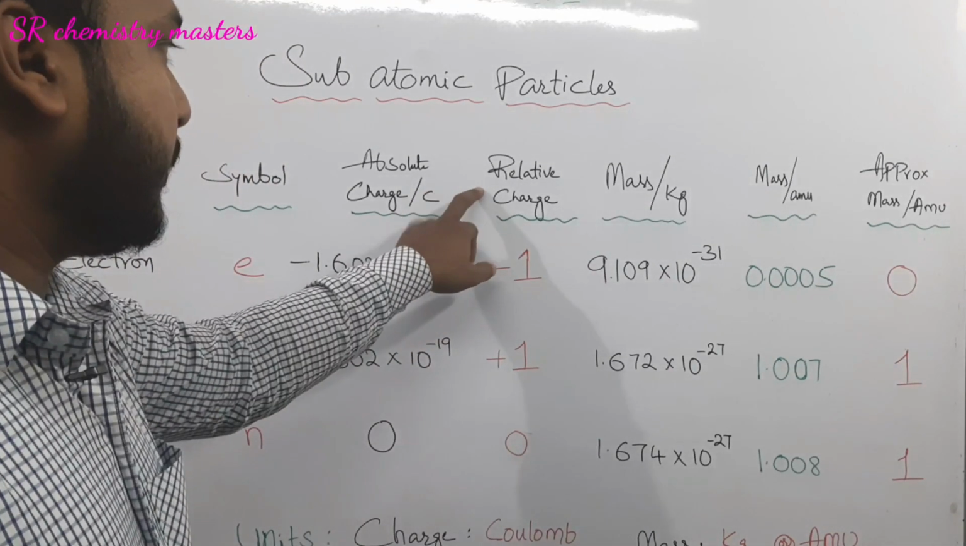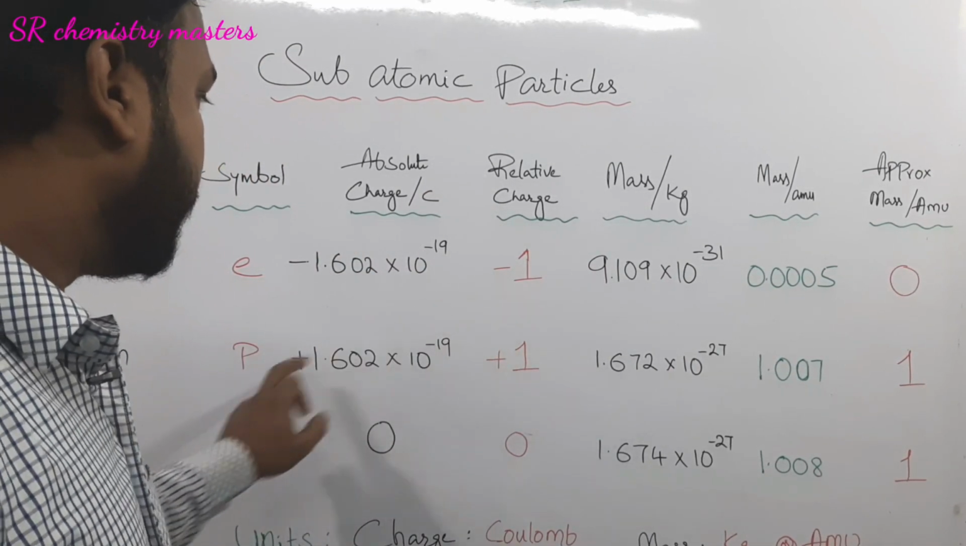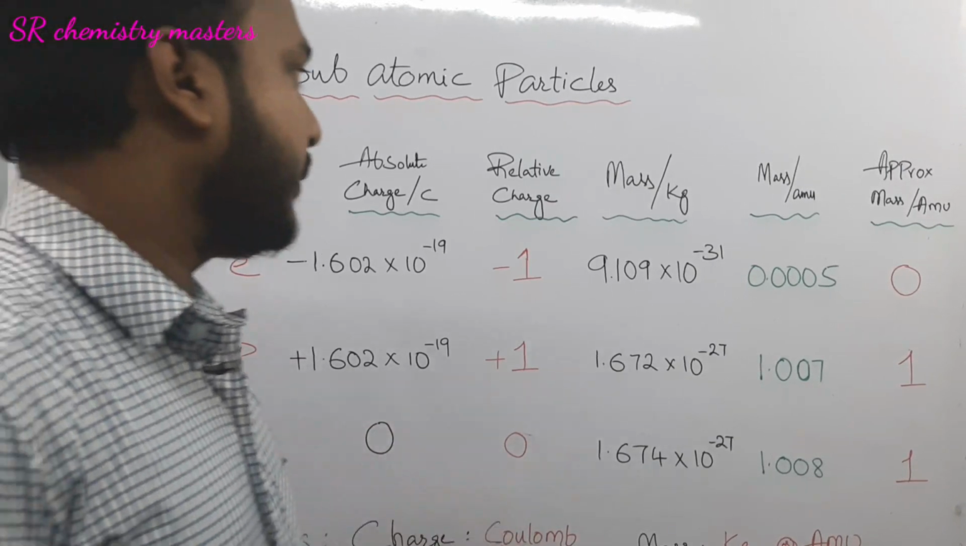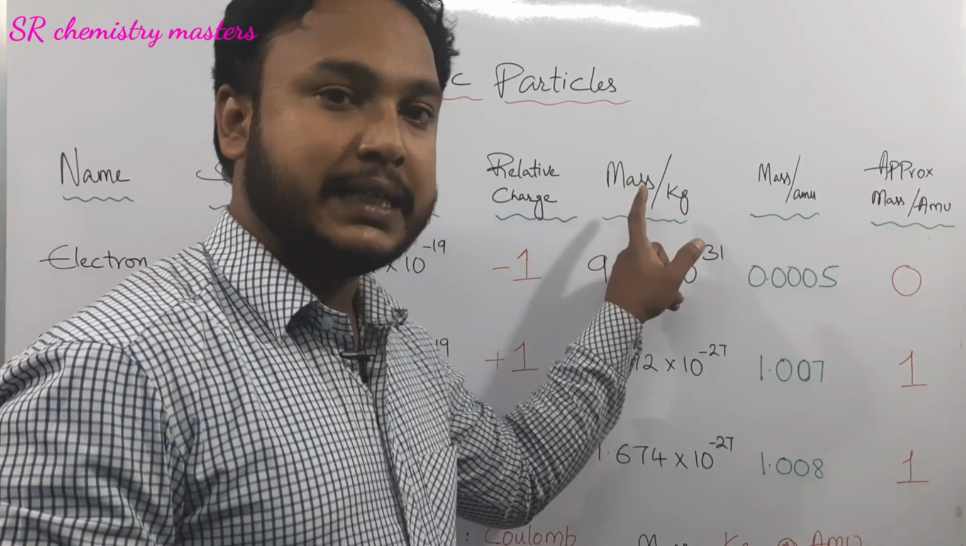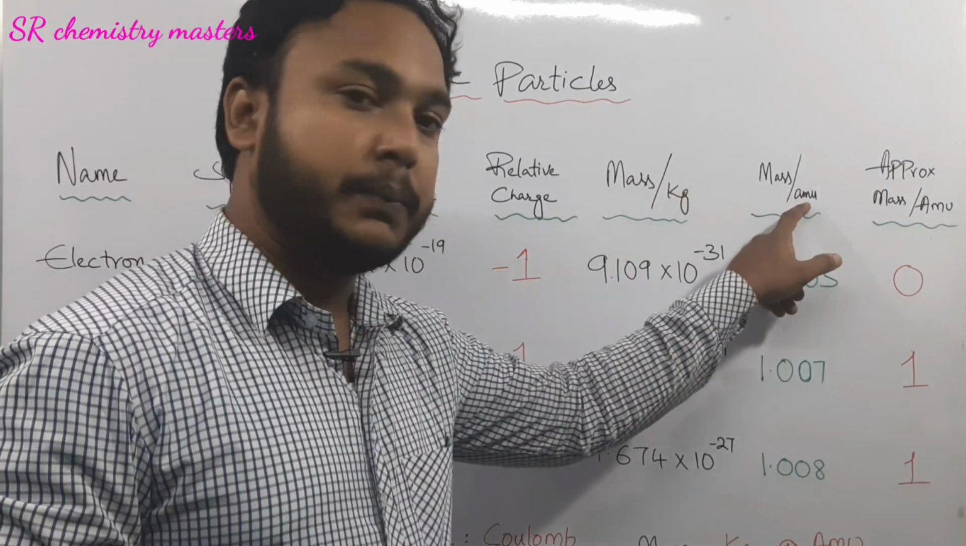Then comes the relative charge. The relative charge of electron is -1, proton is +1, neutron is 0. Then we are going to see the mass. Mass is measured in terms of kilograms or else in atomic mass units.